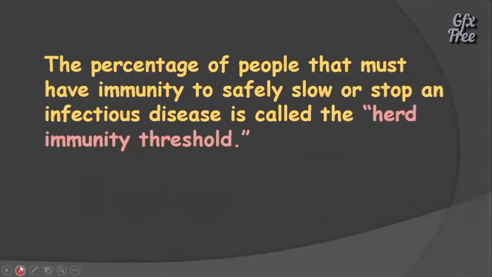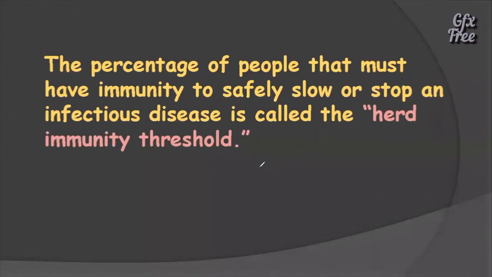Now, another important part, that is herd immunity threshold. The percentage of people that must have immunity to safely slow or stop an infectious disease is called the herd immunity threshold. For example, measles. For measles, the herd immunity threshold is 90%. It means that 90% of individuals should be vaccinated, so that the rest of the 10% will not get that disease. I repeat, 90% is the herd immunity threshold for measles.